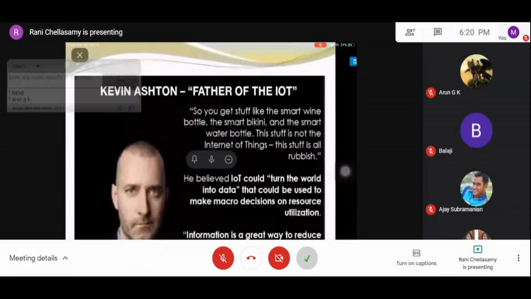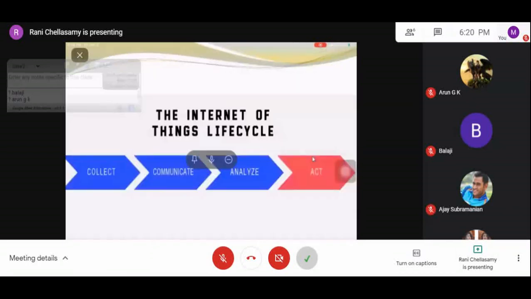Let's see the life cycle of the IoT. First is collection, where collecting is the main task. Next is communication, where communication is the main task. Next is analytics, that is, analyzing the information, and the last one is action. These are the four main phases that make up the life cycle of the Internet of Things. Collection is the first phase.